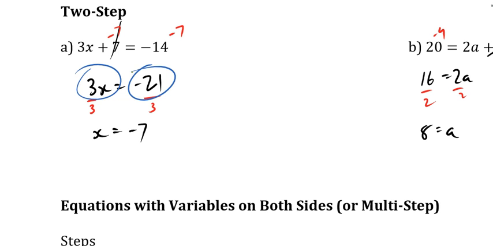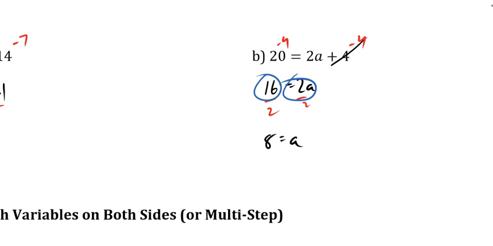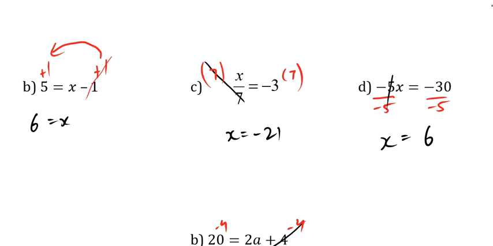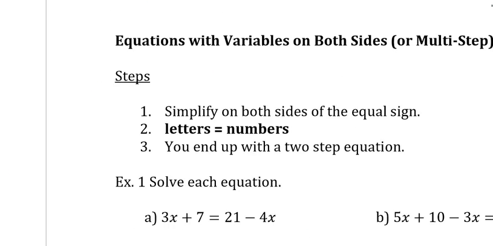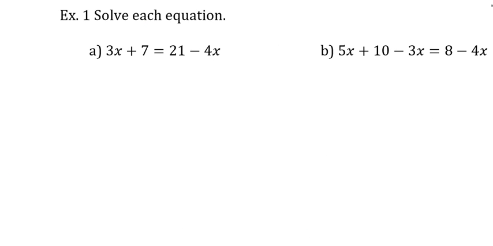Letters equals numbers. Or numbers equals letters. Letters equals numbers, right? We're getting letters on one side and numbers on the other side. We're grouping all the things that go together with things that are similar to them.